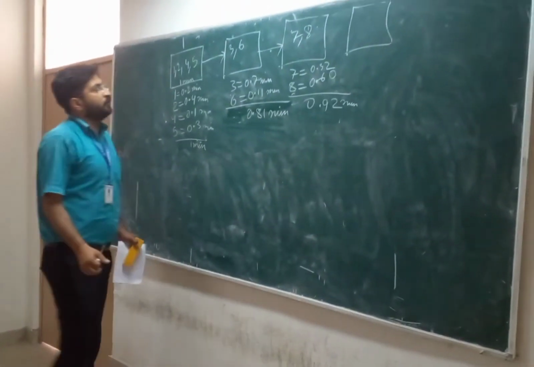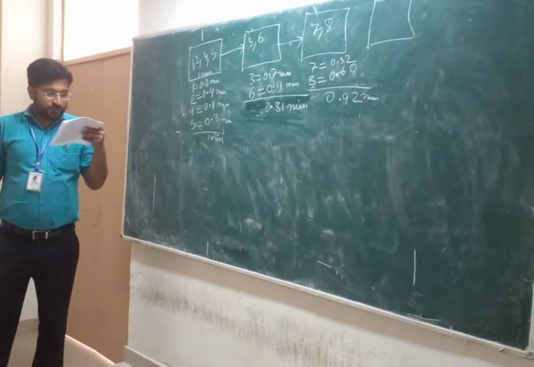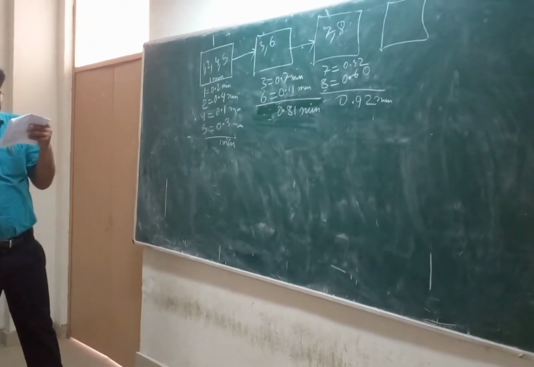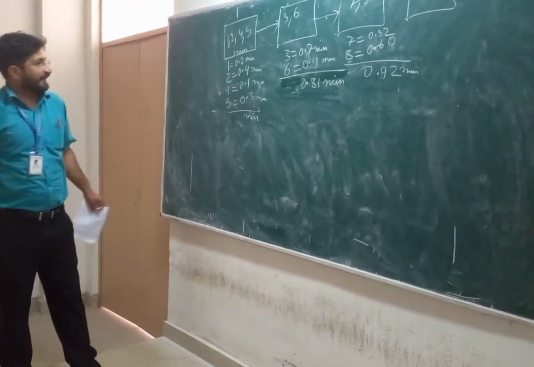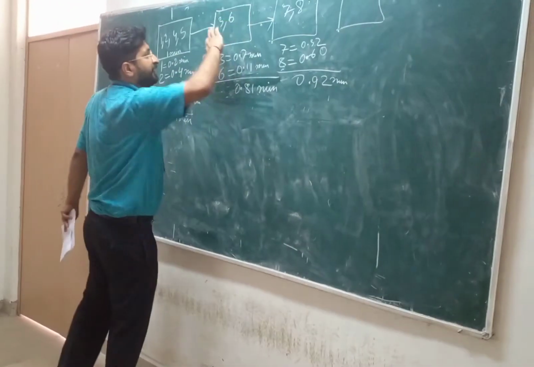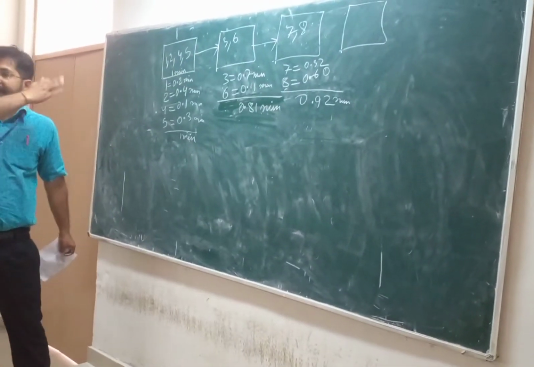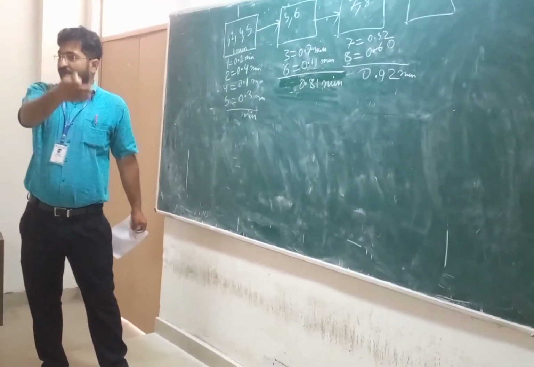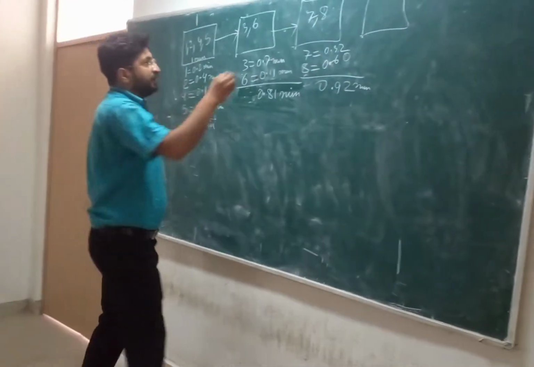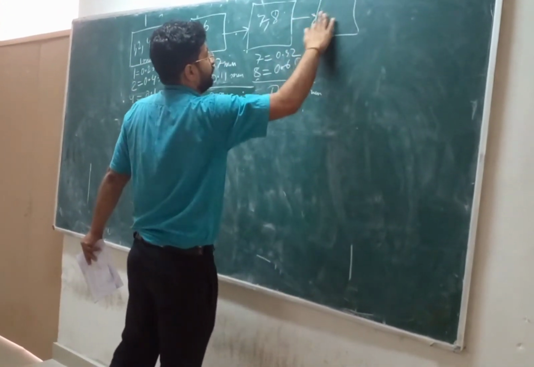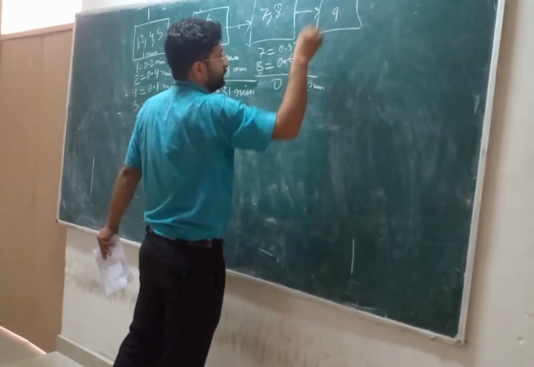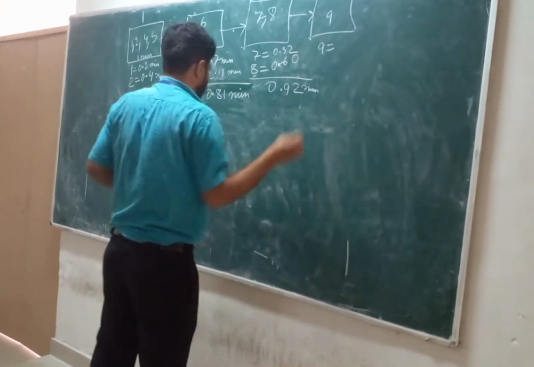We will go to 9th one, right? 9th one is preceded by 6, 7, 8. The process 6, 7, 8 has been already completed. Now we can go for 9. So after this 9th will come here. Okay. If I put 9 here, let's see. 9 is equals to how much minute?